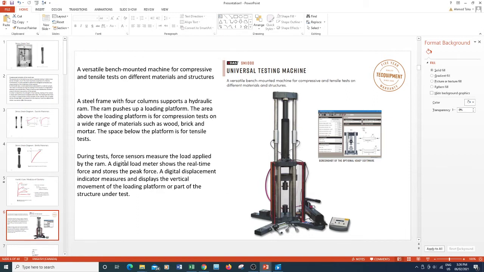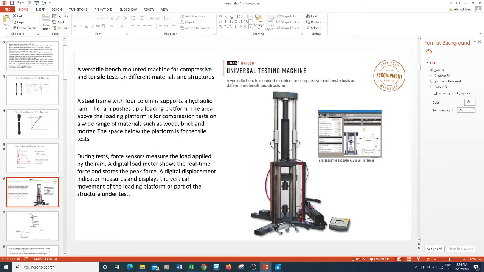During tests, force sensors measure the load applied by the ram. A digital load meter shows the real-time force and stores the peak force. A digital displacement indicator displays the vertical movement of the loading platform or part of the structure under test, which we are going to see shortly.